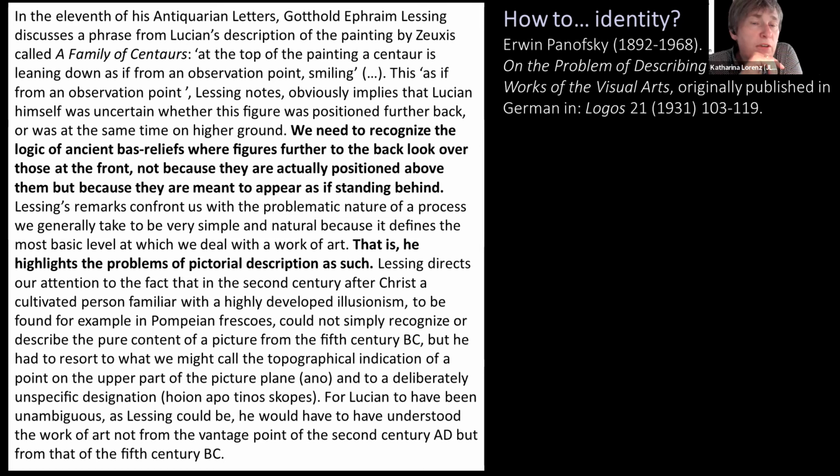There he writes about Gotthold Ephraim Lessing, who wrote an 18th century treatise, which some of you will know, on why texts are better than images. Panofsky says: in the 11th of his antiquarian letters, Gotthold Ephraim Lessing discusses a phrase from Lucian's description of the painting by Zeuxis called A Family of Centaurs. Lucian says, at the top of the painting, a centaur is leaning down as if from an observation point, smiling. This 'as if from an observation point', Lessing notes, obviously implies that Lucian himself is uncertain whether this figure was positioned further back or was at the same time on higher ground. So Panofsky zooms in on an episode Lessing uses to make a point: pictures are impossible because they're not clear, and only text can tell a clear story.